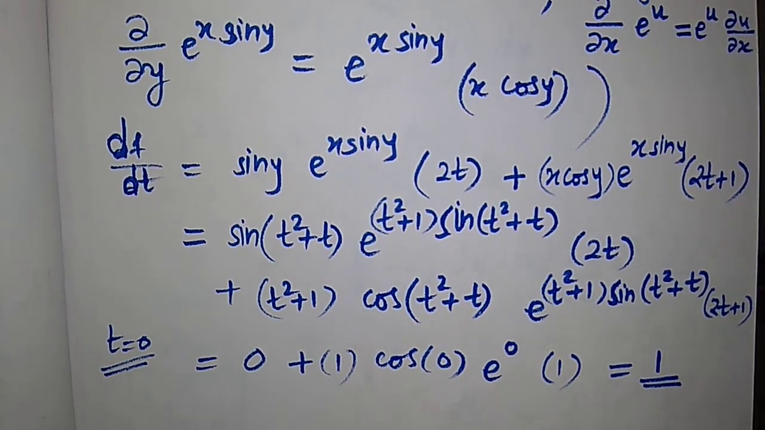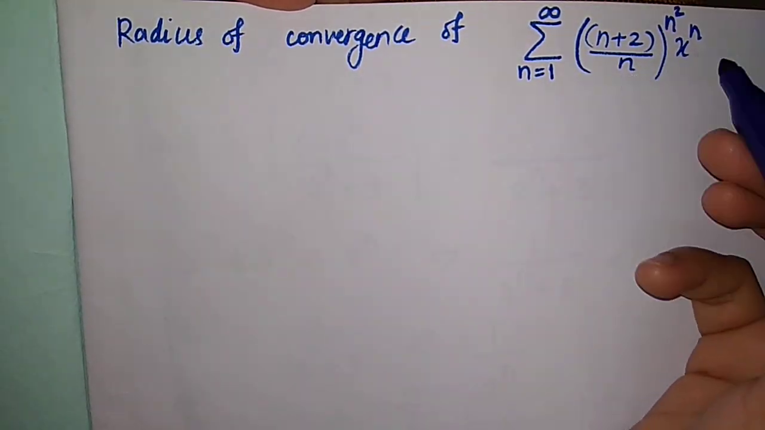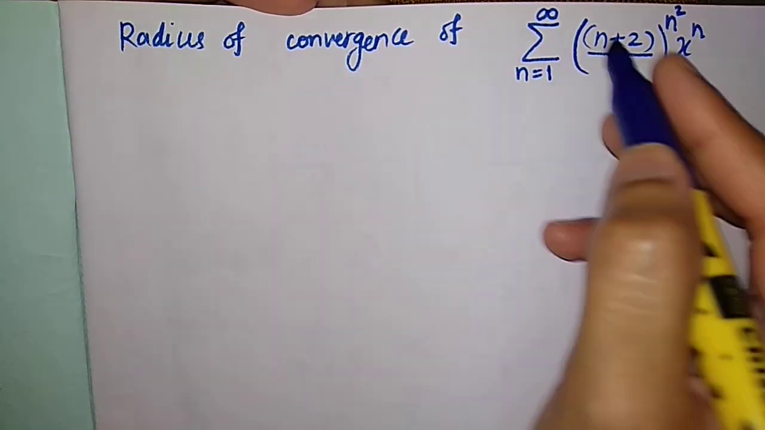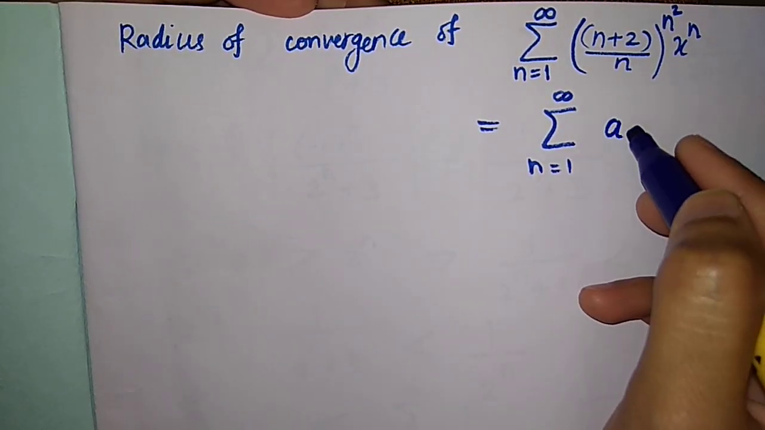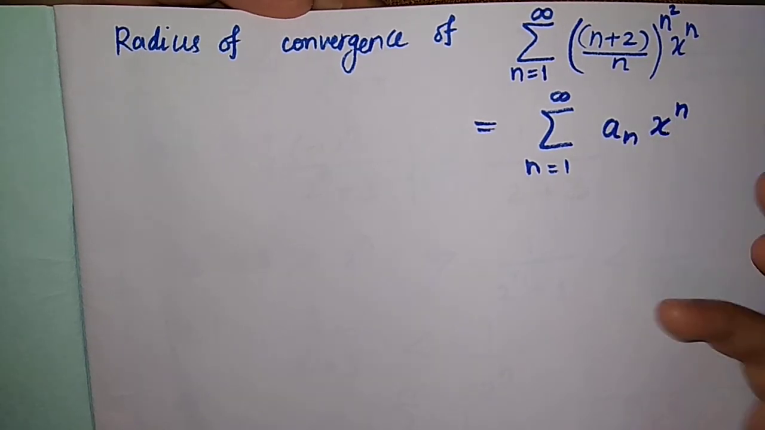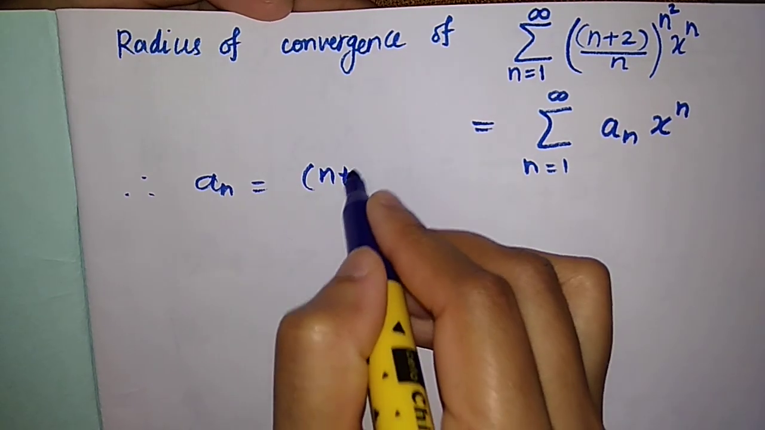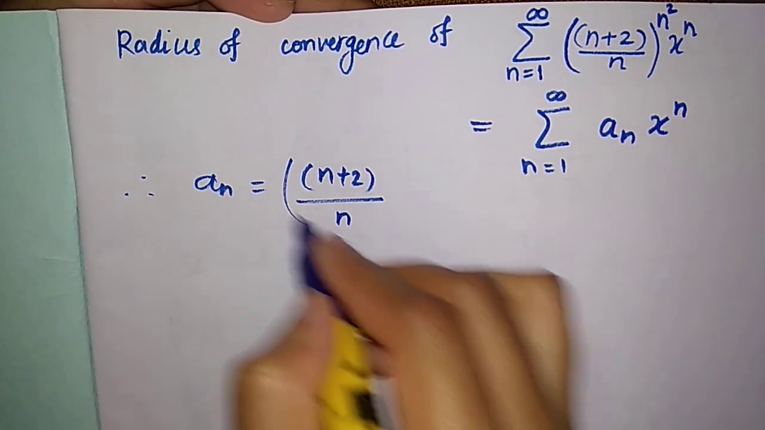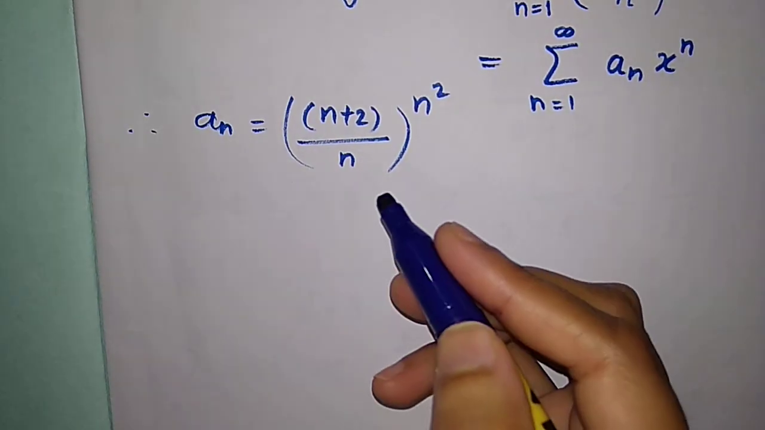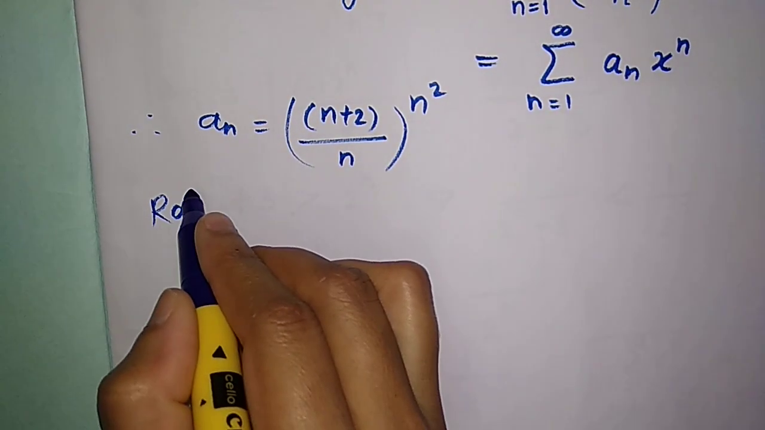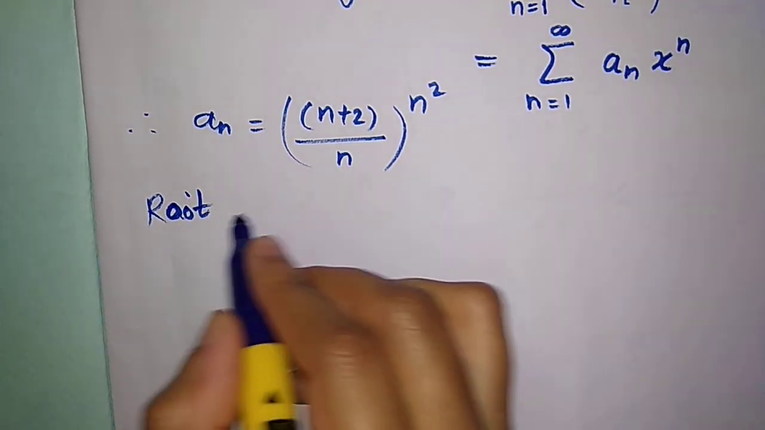This is the answer. Now let us find the radius of convergence of this power series. So let us call this summation n runs from 1 to infinity a n x raised to n. So here a n is equal to n plus 2 divided by n, whole thing raised to n square. To find this, we use the root test, because here the power is n square.